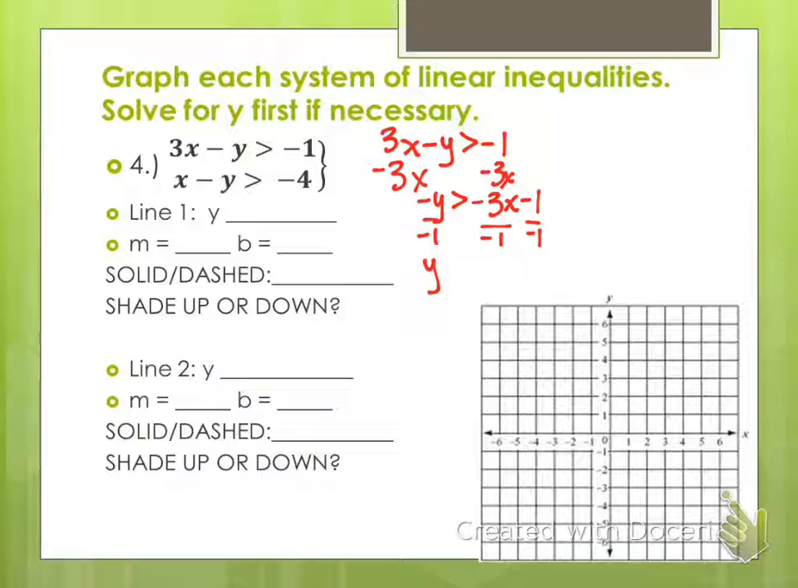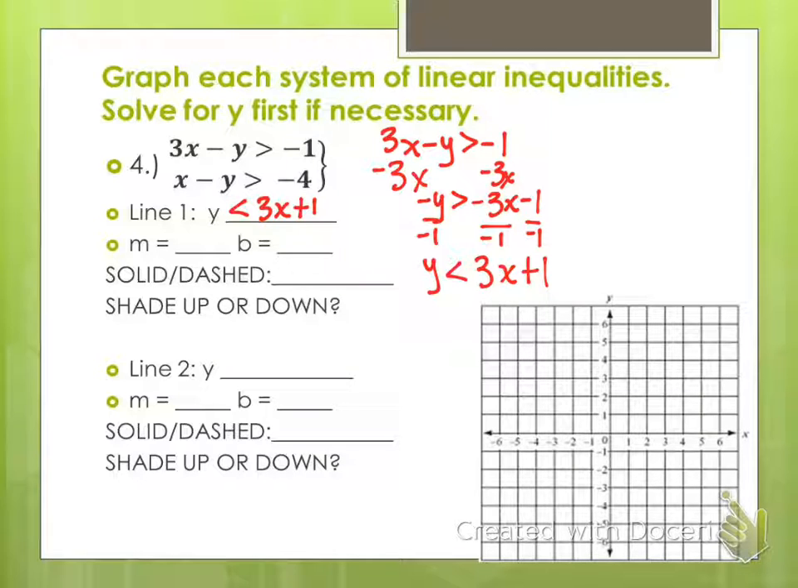But when I divide everything by a negative, what happens? The sign flips. So it is now a less than sign. All right. Negative divided by a negative is a positive 3x. Negative divided by a negative is a positive 1. So we end up with y is less than 3x plus 1.